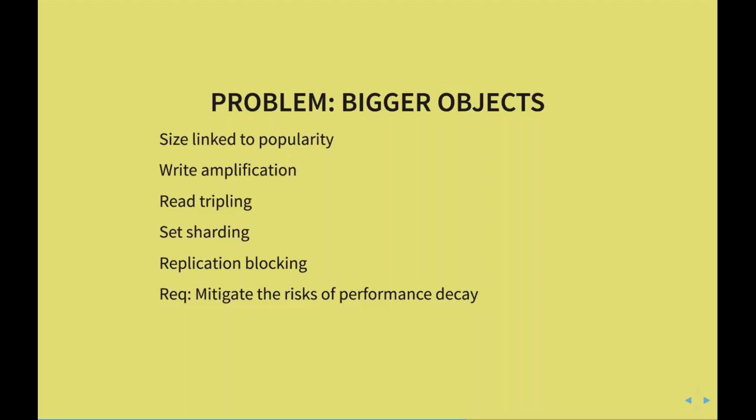So often we've seen replication failing, and often when we've seen it fail, it's been associated with a large object. So really our requirement is that we know large objects are going to make things harder. How do we mitigate the risks of performance decay, and increasing performance decay, as objects continue to get bigger?